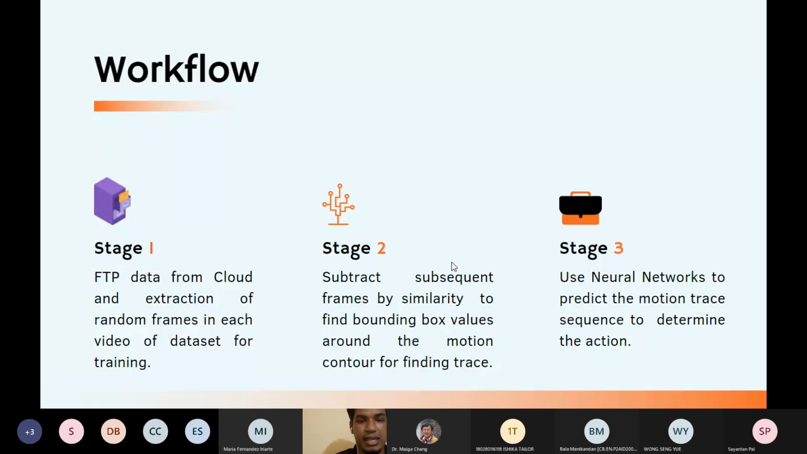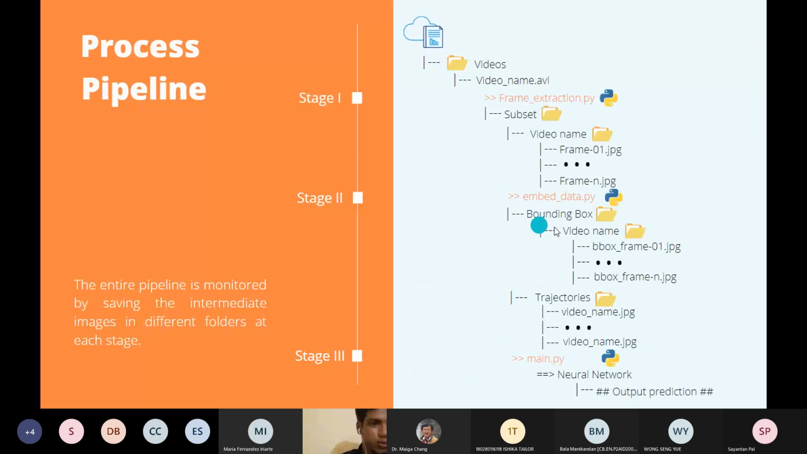Stage three consists of the deep learning part, where we take the extracted motion trace image and pass it through the neural network to predict whether there is a fall of a person. This was the process pipeline.